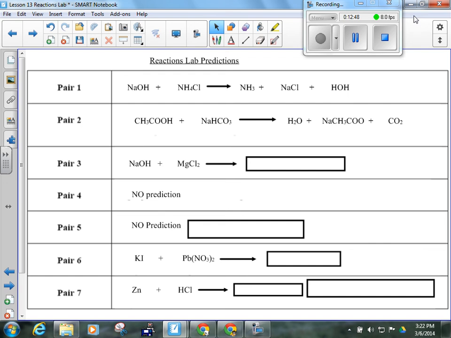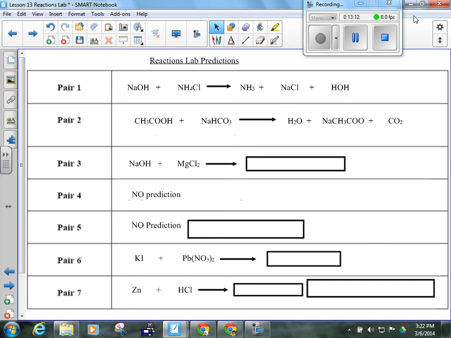Okay, remember that for pair 4 and for pair 5, you did not have to have any prediction, nor will you have to write those reactions in the analysis because they're an indicator reaction, and we haven't gone over those. All right, so you don't have to worry about writing reactions for 4 or 5. Okay, you do, however, have reactions that you have to write for 3, 6, and 7.